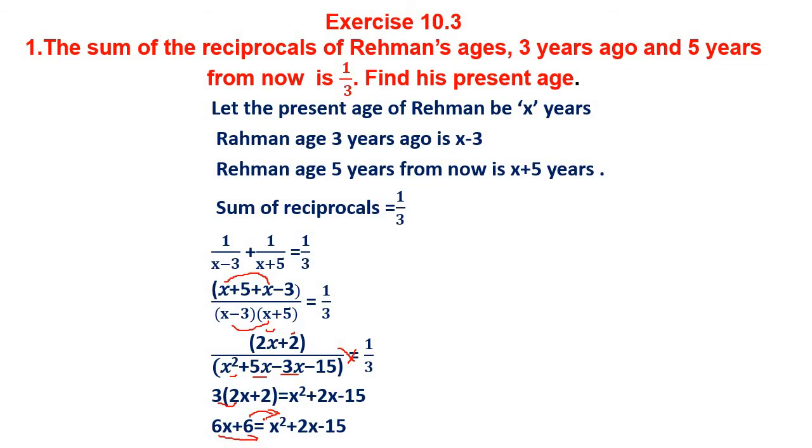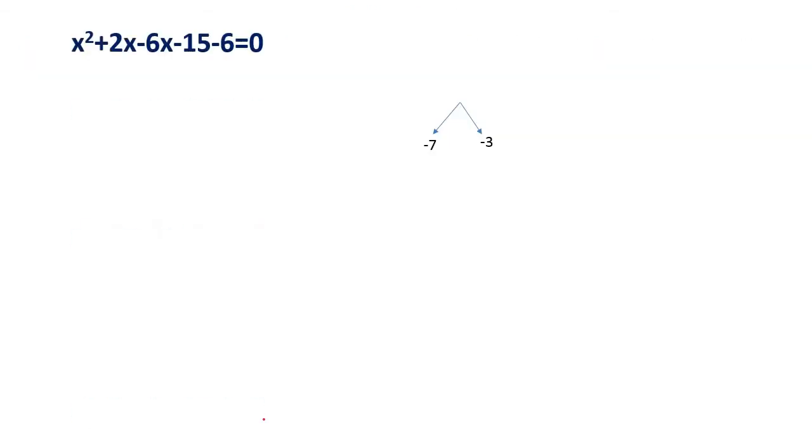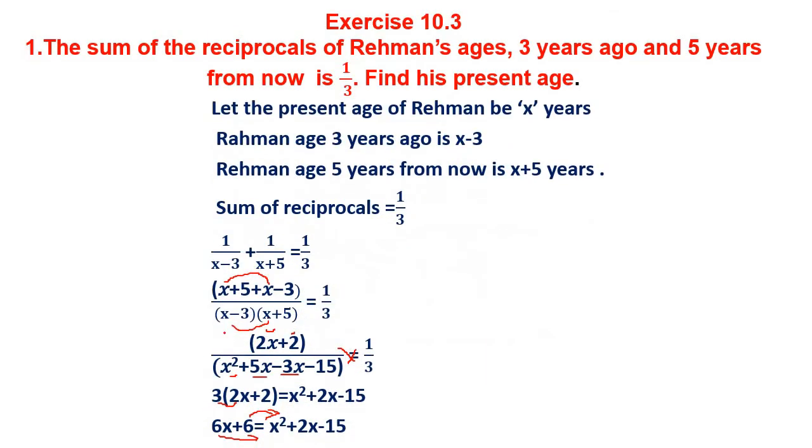Then you will get x square plus 2x minus 6x minus 15 minus 6 is equal to 0. If you transpose, plus 6x becomes minus 6x, plus 6 becomes minus 6. Now x square, 2x minus 6x is minus 4x, minus 21 is equal to 0.